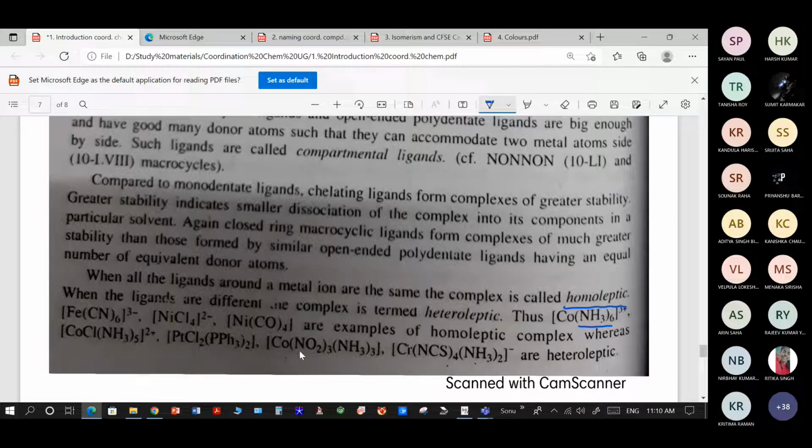Here you can see NO2 and NH3, here NCS and NH3, here Cl and PPh3, meaning a phosphorus donor atom with a lone pair of electrons, and here chloride and ammonia groups are there. So these complexes are said to be heteroleptic compounds.